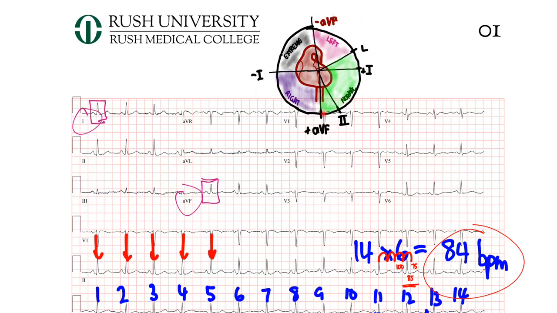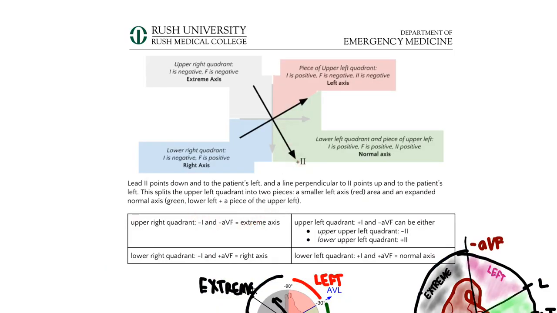You look at 1 and you look at F. And if you're in this little area here, then you need to look at lead 2. And that's what I tried to draw over here. Again, we have our 4 quadrants. This is AVF. This is going to be 1, and now this is positive 2. And so if we have 1 and F being negative, then we know we're in this extreme axis quadrant. If we have negative 1 and positive F, we're down here in the right axis. If we have 1 and F being positive, we're in this green one here that is normal axis.